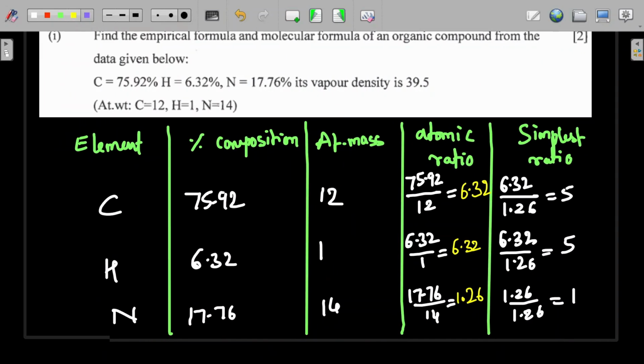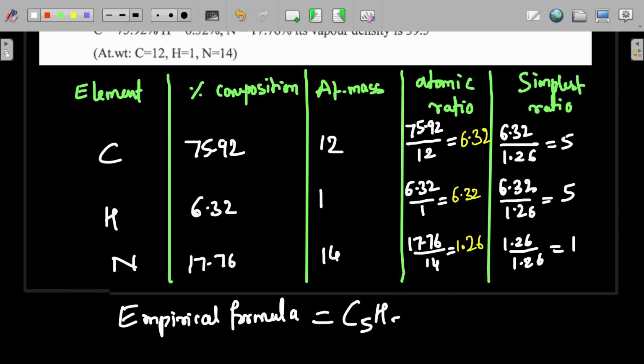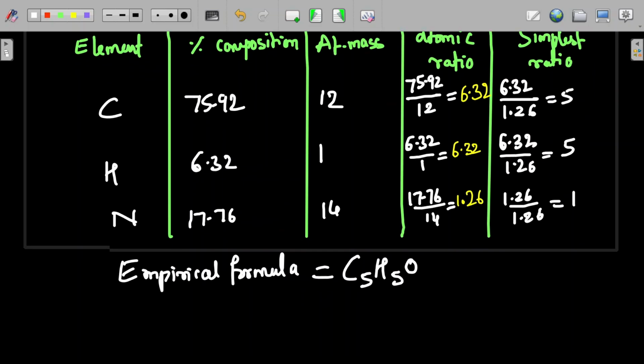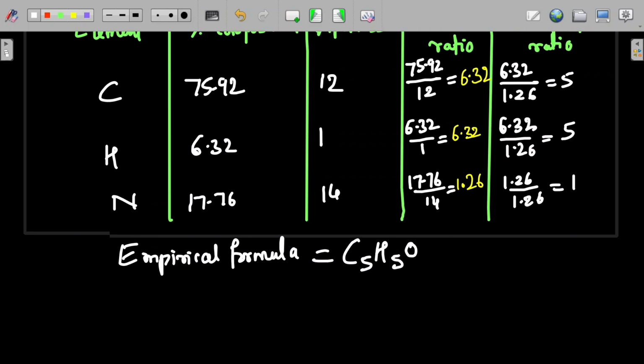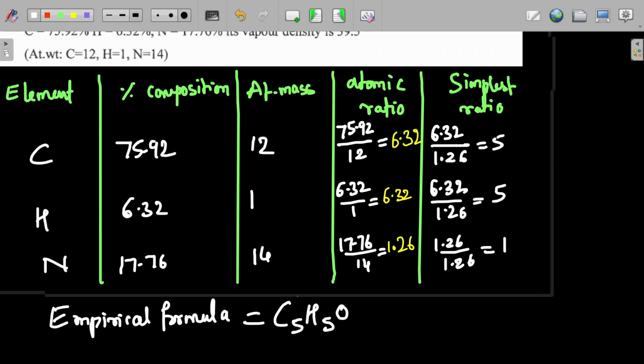Now see, whatever you got as the simplest ratio, that will give you the empirical formula. So write empirical formula is equal to how many carbons? 5. C5. Hydrogens? 5. Oxygen? So C5H5O. No, there's no oxygen. It's nitrogen. Oh, sorry.